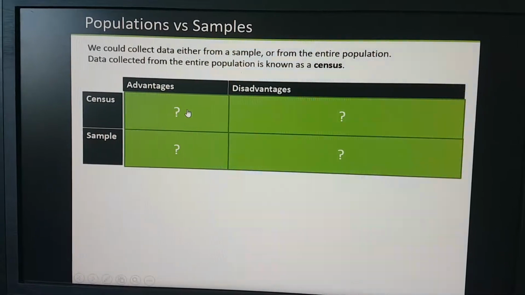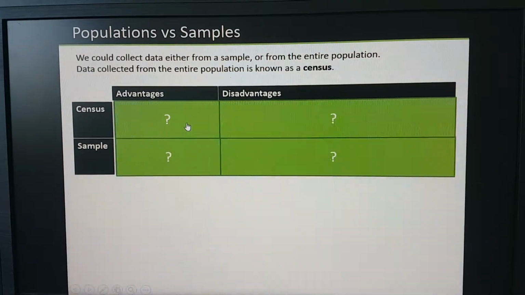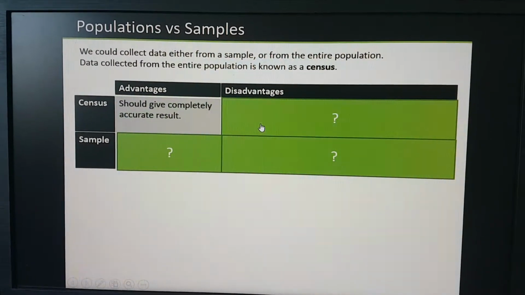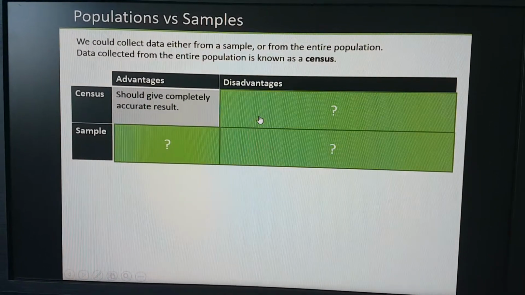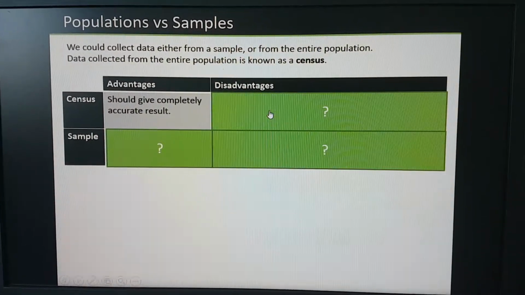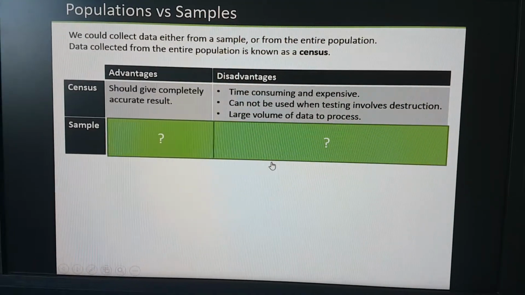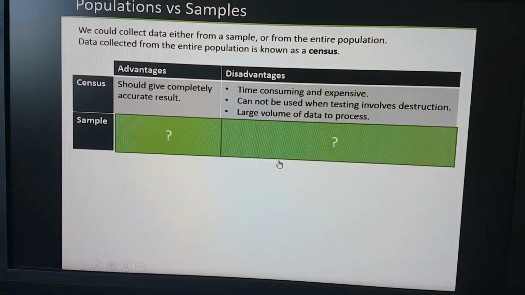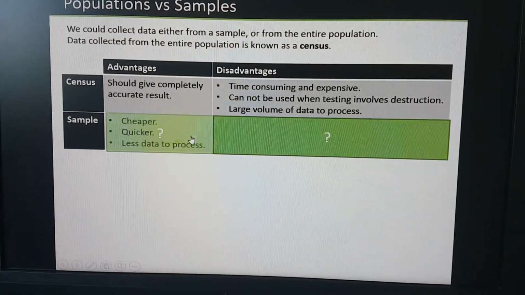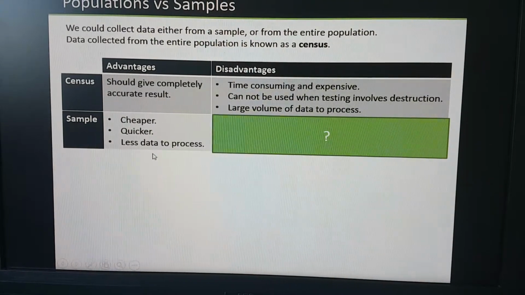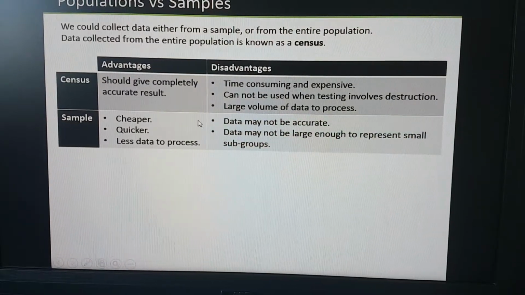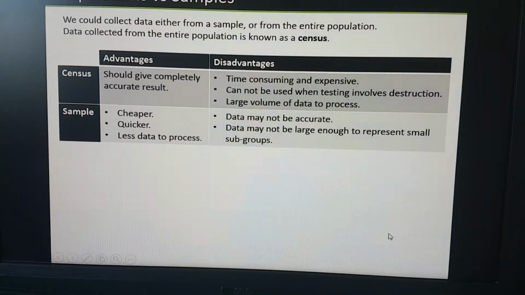So the advantage of the census, because we take the whole population, is that it will be more accurate than a sample. It will take longer to carry out a census because you're taking the whole population, and also it will be expensive to do so. So it is time consuming and also has a large volume of data to process. While a sample is quick, cheap, with less data to process, while the disadvantage is that it's not as accurate as the census.